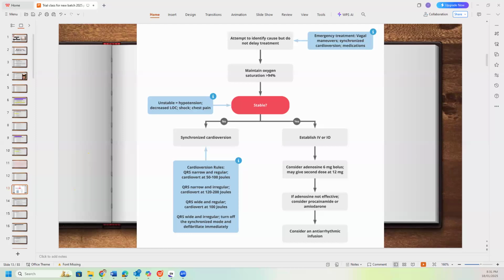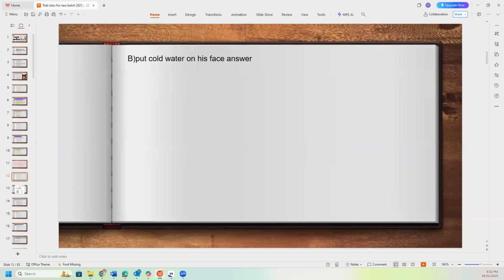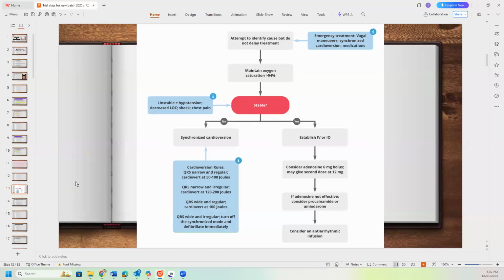If the maneuvers are not working, then you can move on to adenosine. And if adenosine is not working, you can consider other antiarrhythmic drugs like procainamide and amiodarone, which are a sodium channel blocker and a potassium channel blocker. Alrighty. Clear, guys?